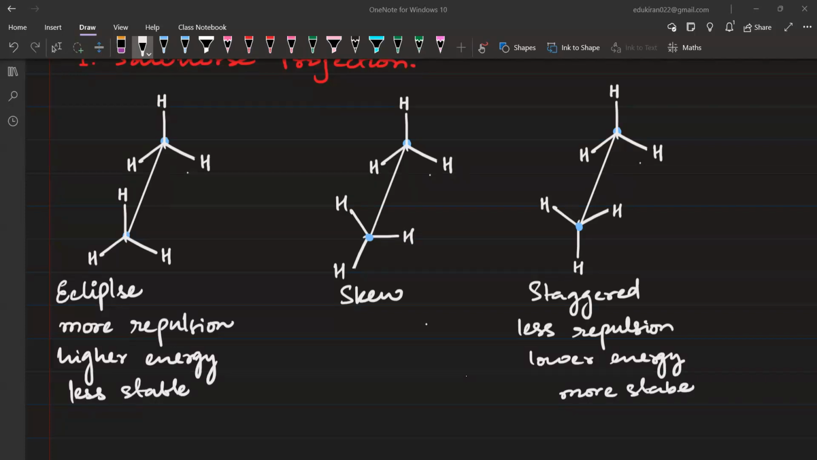Write it down. Raise your hand once you're done. ये चीज आपको याद रखना ज्यादा जरूरी है कि एक्लिप्स कम स्टेबल होता है, स्टैगर्ड ज्यादा स्टेबल होता है. And the reason also why.